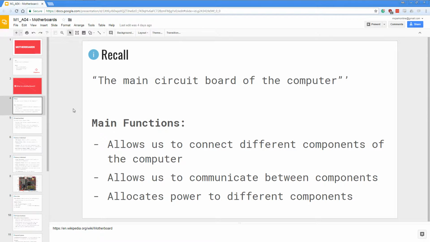I want you to recall that the motherboard is the main circuit board of a computer and has three main functions. It allows us to connect different components of the computer, it allows communication between components, and it also allocates power to the different components of our computer.